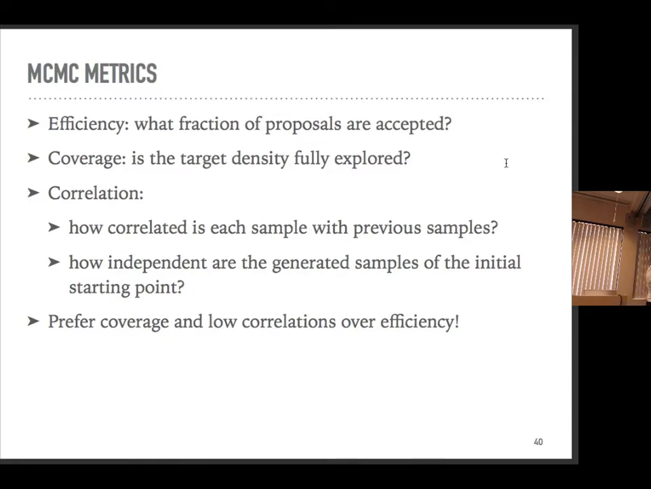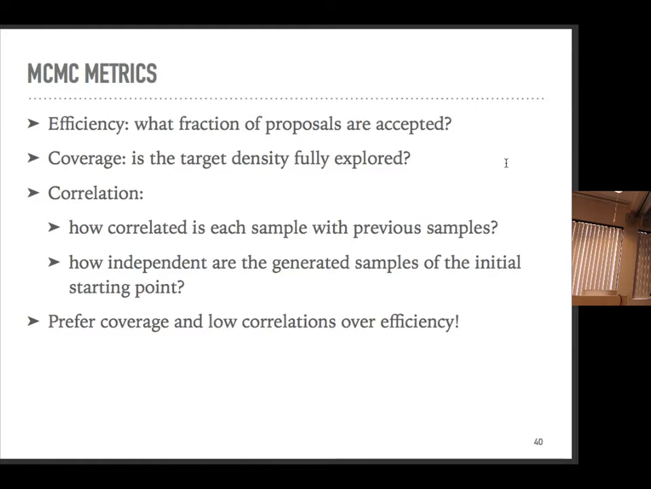And also correlation. And there's two types of correlation. How correlated is one sample to the next? And you can measure that with the autocorrelation length, for example. An easier way of dealing with this is just to make a plot, a time series of all the values of a particular parameter coming out. And you'll kind of see how correlated they are.